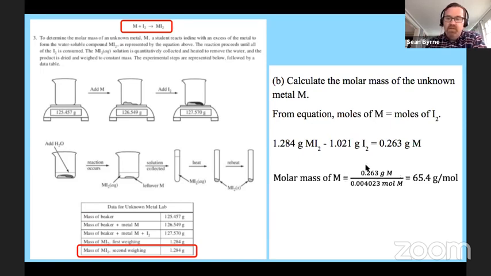And then we can just go to molar mass. Our definition is grams over moles. So that's our moles from the earlier problem, our grams that we just calculated right here, and we end up with a molar mass of 65.4 grams per mole.